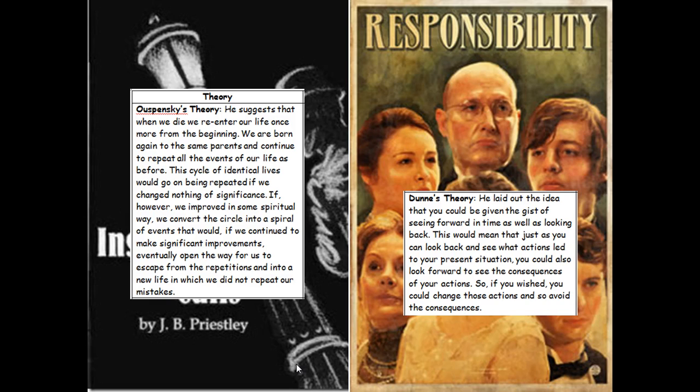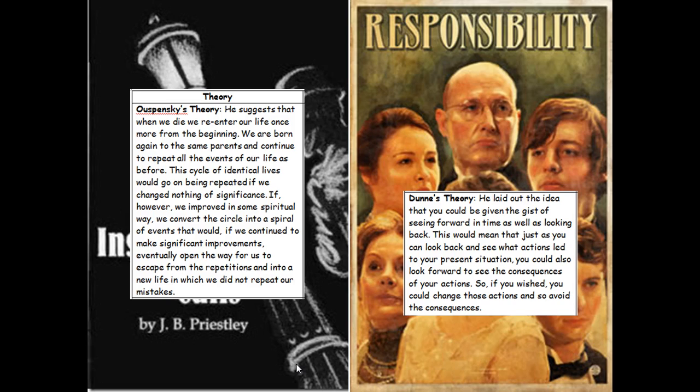Now, there's 2 separate theories about how time in this play works. On the left hand side, you've got Ouspensky. He believes that when we die, we re-enter our life again from the start. Everything's exactly the same. And if we just keep on doing the same things that we do, we just keep on in the circle. So if I died tomorrow, again, I would be born and I would carry on and I would make all the same choices.